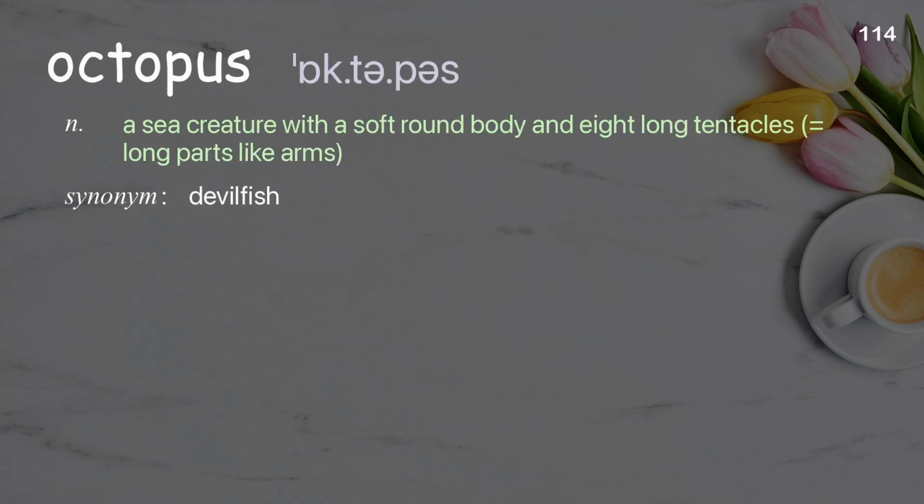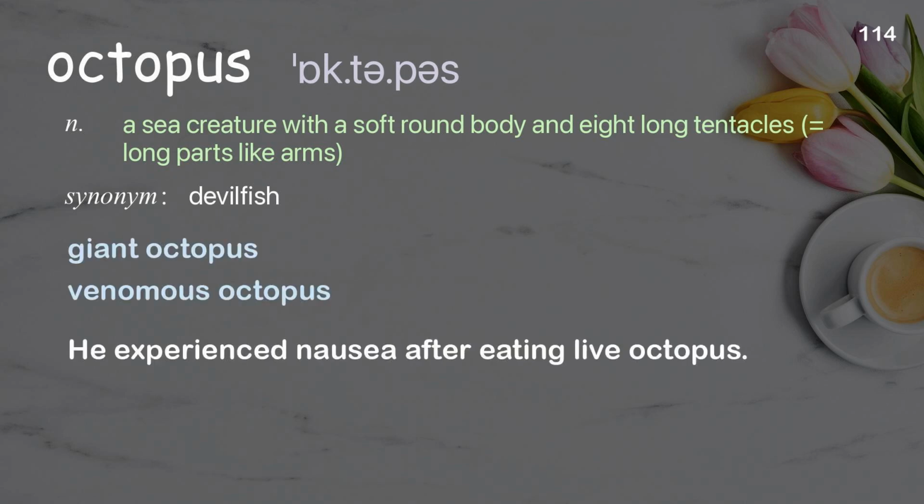Octopus. A sea creature with a soft round body and 8 long tentacles, long parts like arms. Examples: Giant octopus. Venomous octopus. He experienced nausea after eating live octopus.